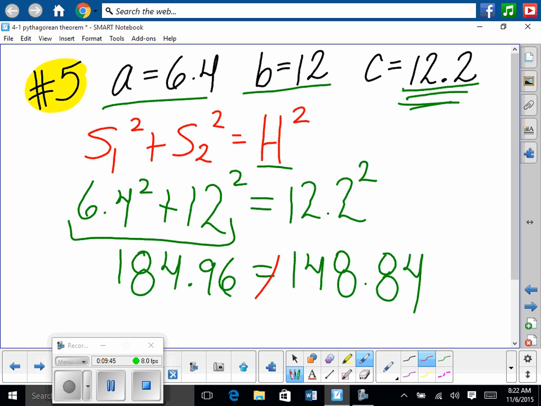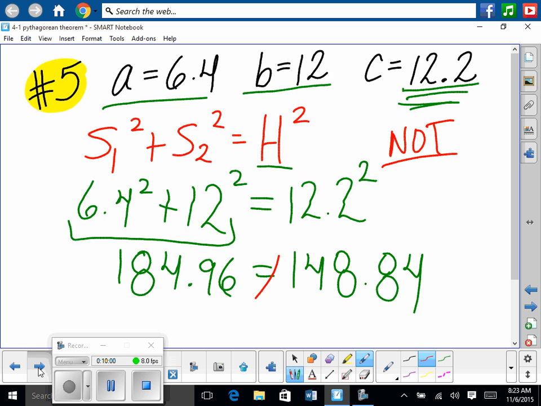So this must not have been a right triangle. These lengths did not form a right triangle. So this one is not right. Still a triangle, but it's not a right triangle. If it was, the side lengths in the Pythagorean Theorem would match up. Does everybody understand how to do this?